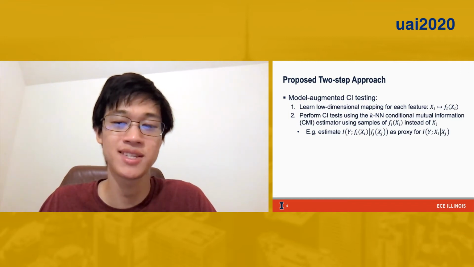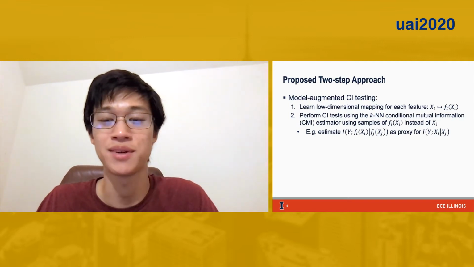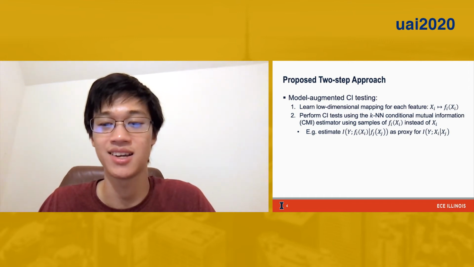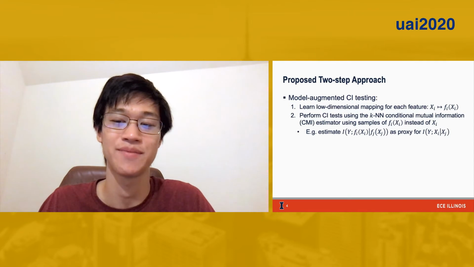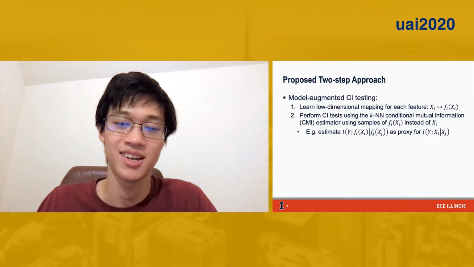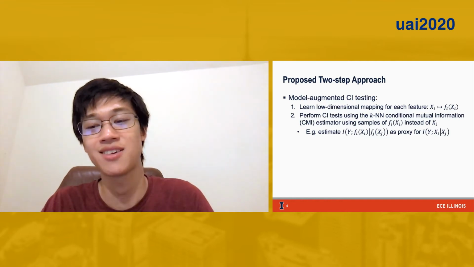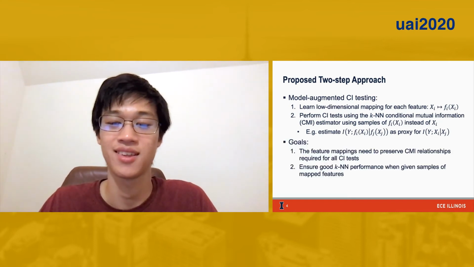We propose a two-step model-augmented approach to CI testing for this problem. We first learn a low-dimensional mapping for each feature, and then perform CI testing using the KNN conditional mutual information estimator, using samples of the mapped features instead of those of the original features. If y and the mapped features are both low-dimensional, this approach allows us to perform the necessary CI tests using the KNN method without having to deal with high-dimensional variables.